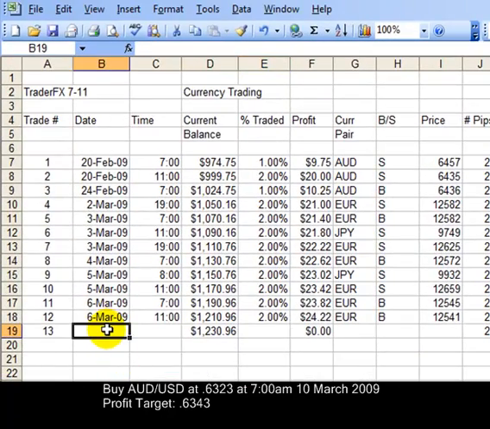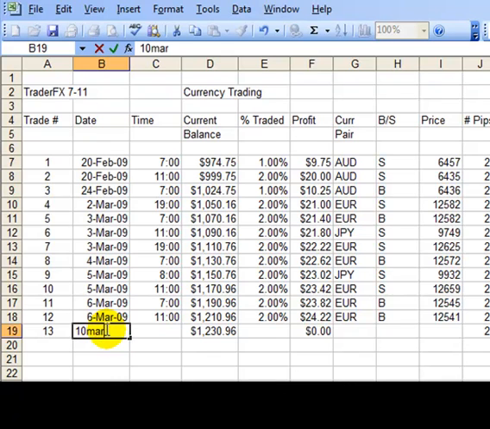Right, this is our 13th trade. It's the 10th of March, 09. The time is 7. Okay, there's our current balance. If we're looking at 2%, we're trying to make a $24 return. We're not going to be able to do that. We're going to be looking at more of a $20 return, which is just about 1.6% return. We're trading the Aussie.